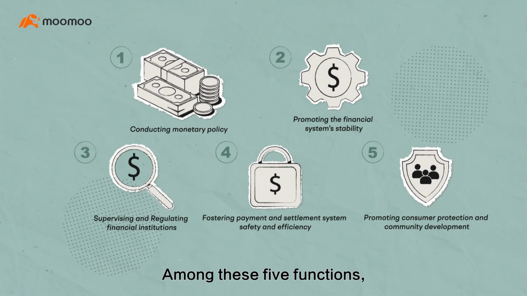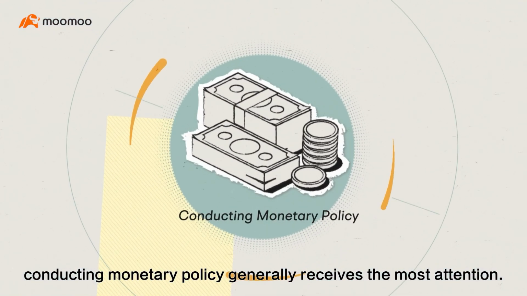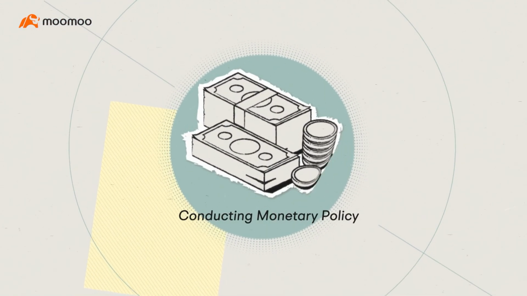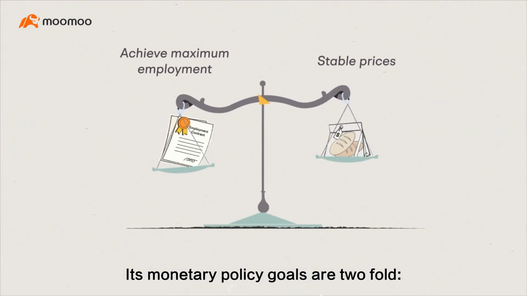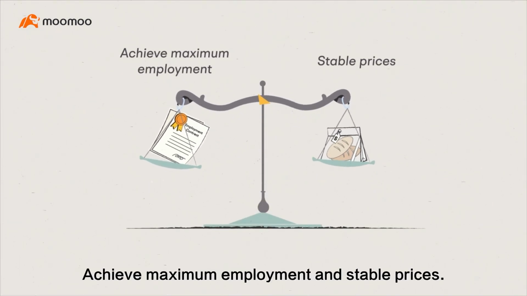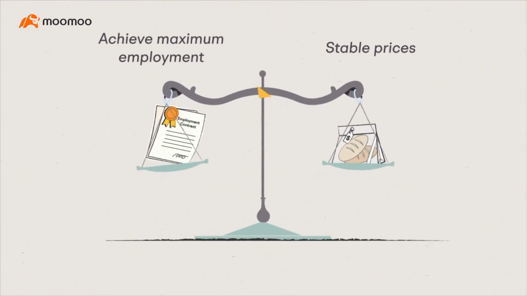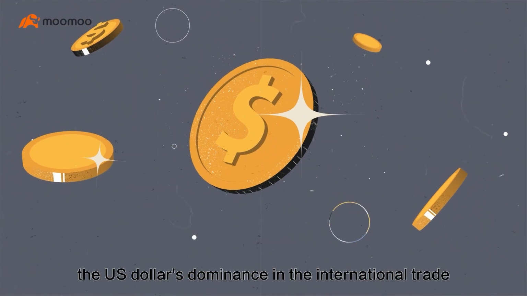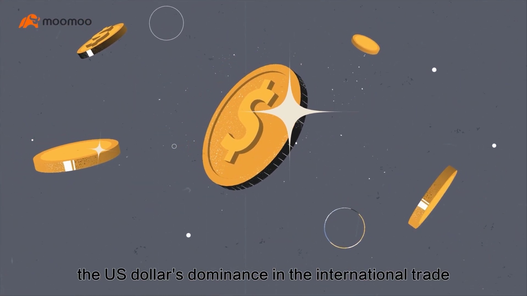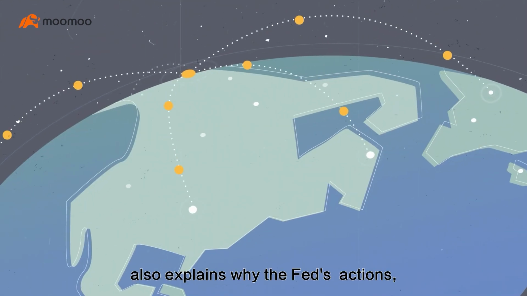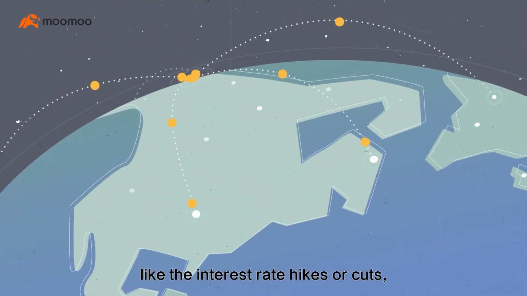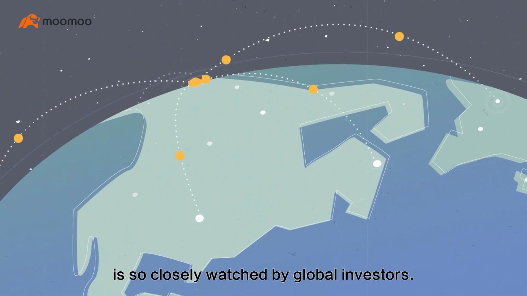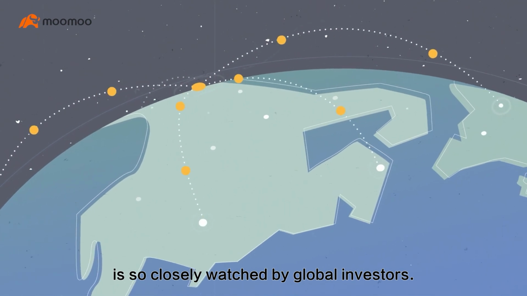Among these 5 functions, conducting monetary policy generally receives the most attention. Its monetary policy goals are twofold: achieve maximum employment and stable prices. Besides the Fed's key role in Americans' lives, the U.S. dollar's dominance in the international trade and financial markets also explains why the Fed's actions, like the interest rate hikes or cuts, are so closely watched by global investors.